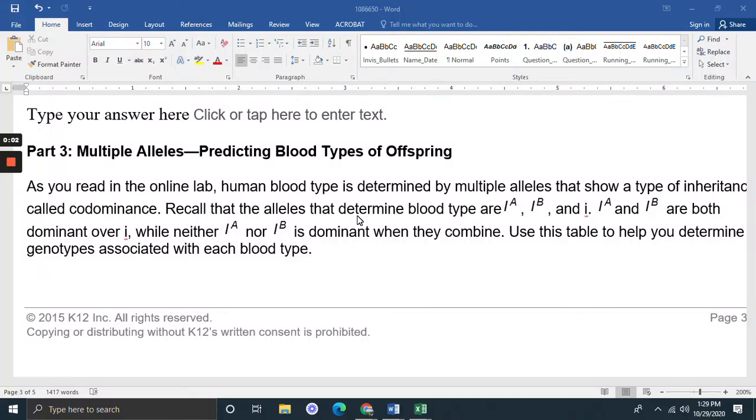I've been getting lots of questions about Lab 4.4, specifically talking about the blood type. So I thought I'd make a quick video to help you guys, for anyone else who's kind of getting stuck. And so really quickly, I want to point out a couple of things.